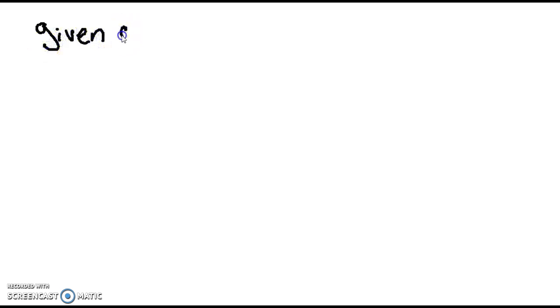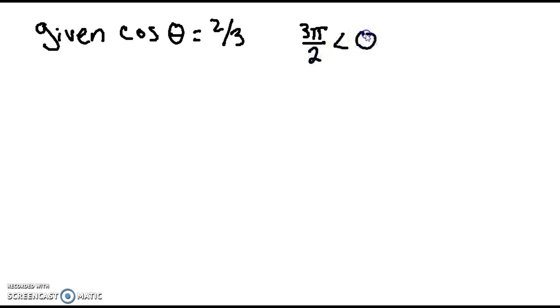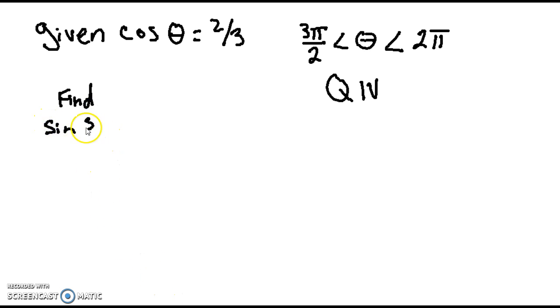Given that the cosine of theta is equal to 2/3 and theta is in between 3 pi over 2 and 2 pi, so aka it's in quadrant 4. What we want to do is find the sine of theta over 2, the cosine of theta over 2, and let's also find the tangent of theta over 2. So those are the three things that we're going to find.